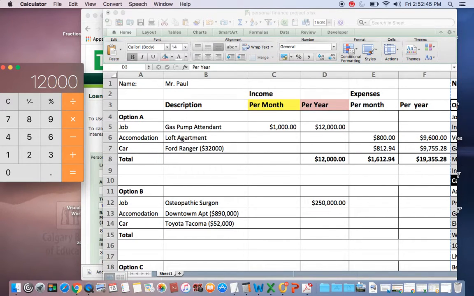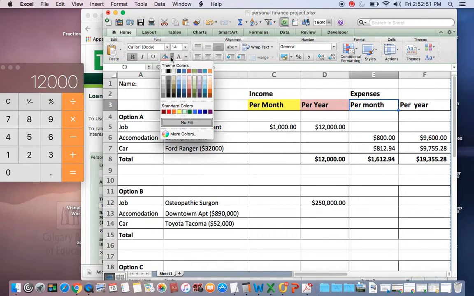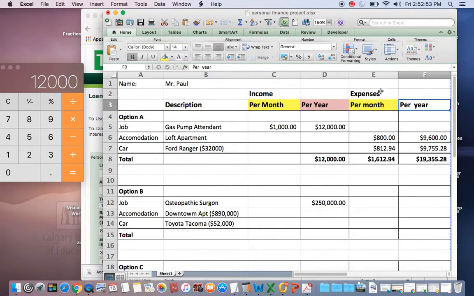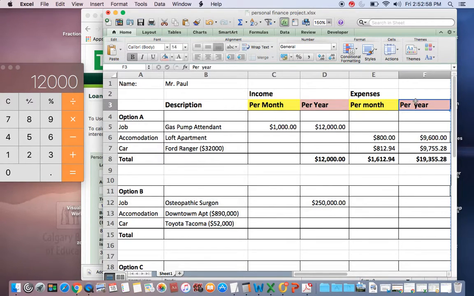Same thing. This is an apartment loft that was $800 a month. Multiply it by 12 and I end up getting my cost per year. Okay, so you're always multiplying the month by the year, and I'd like you to find out both. Loft apartment, my Ford Ranger.